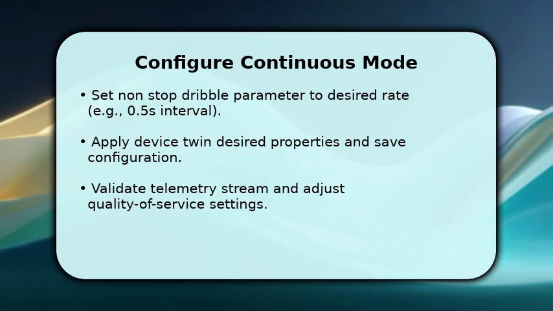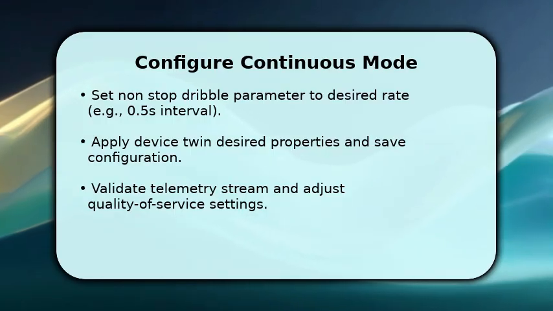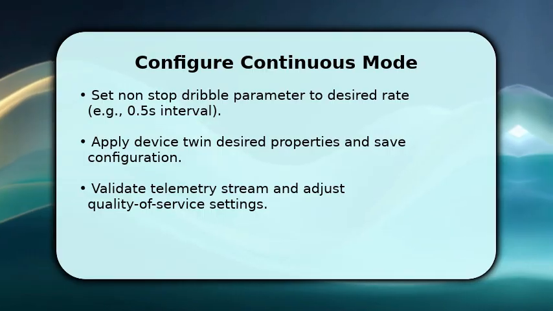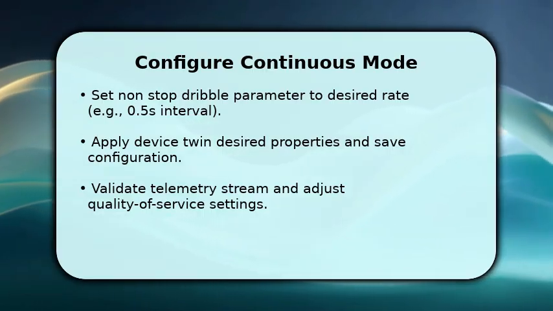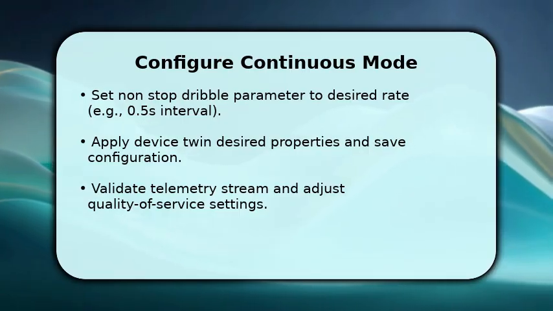You now configure the latch for non-stop Dribble. Set the data interval and buffer behavior in the device twin. Once done, deploy the twin update via CLI so the latch receives instructions immediately. This is how you control cadence and payload size.